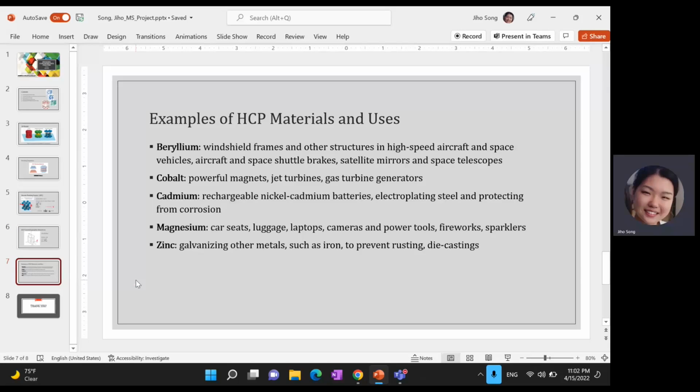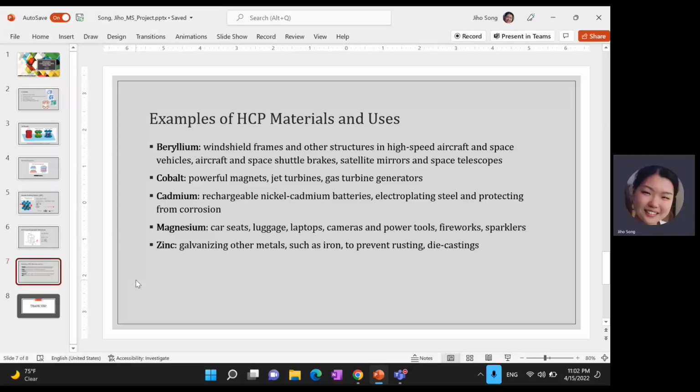HCP is really important because it is one of the most common crystal structures. Some metals with HCP structures include beryllium, cobalt, cadmium, magnesium, zinc, and titanium. Beryllium is used in gears and cogs, especially for use in aerospace and defense. For example, windshield frames and other structures in high-speed aircraft and space vehicles, aircraft and space shuttle brakes, satellite mirrors, and space telescopes.